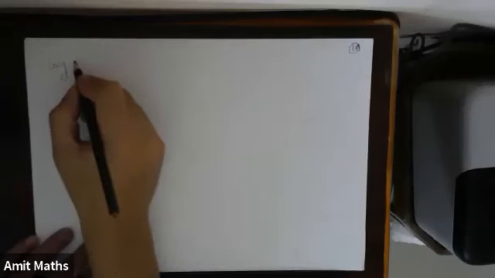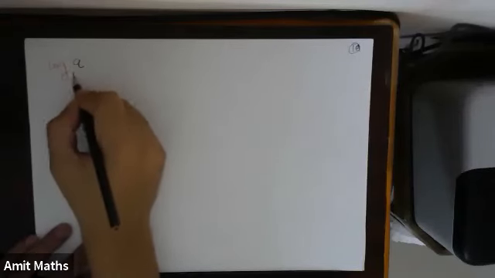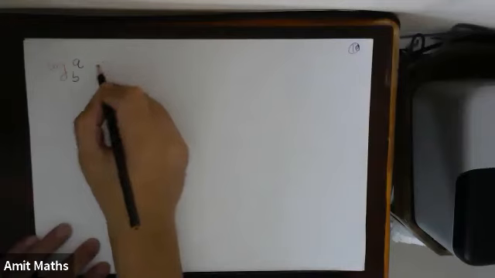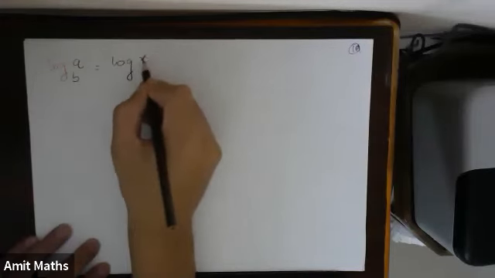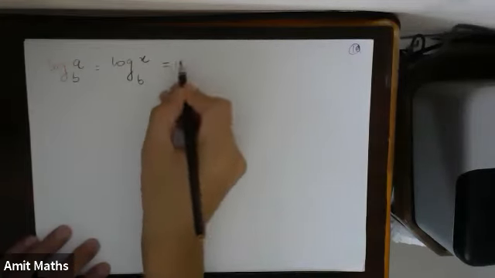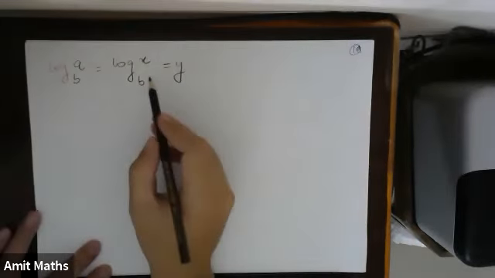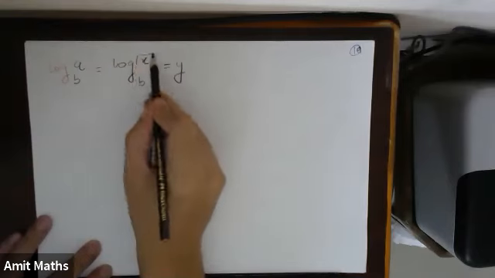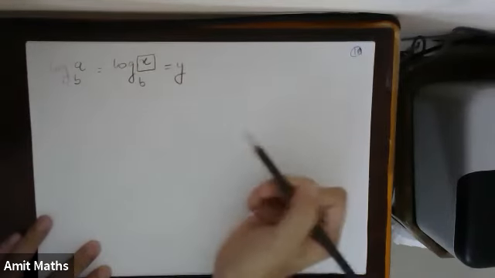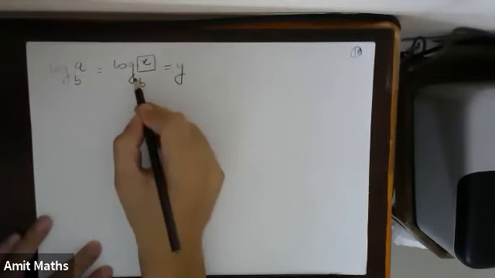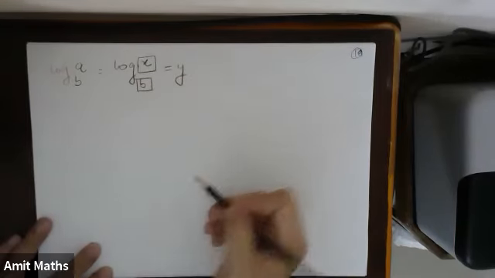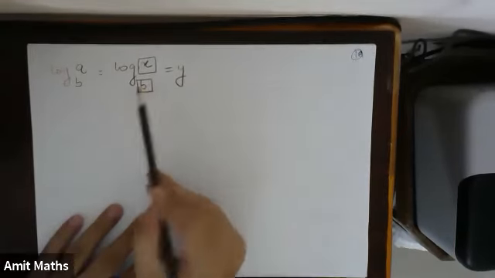Log of x base b is equal to y. Suppose this is a function given to us. Now, we know that there will be a condition on x as well as a condition on the base. Both will have a condition.